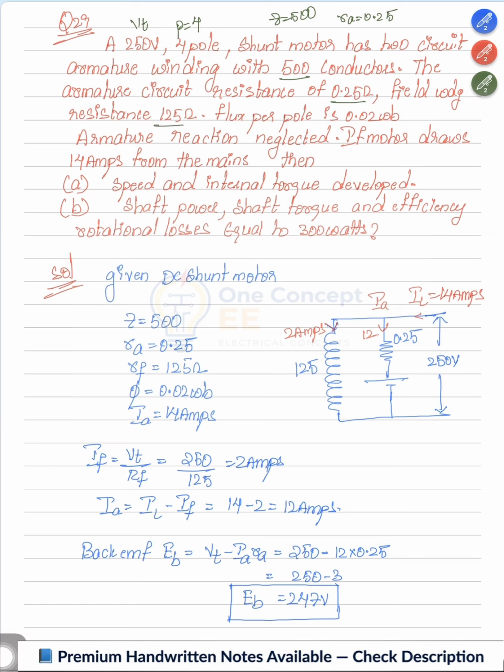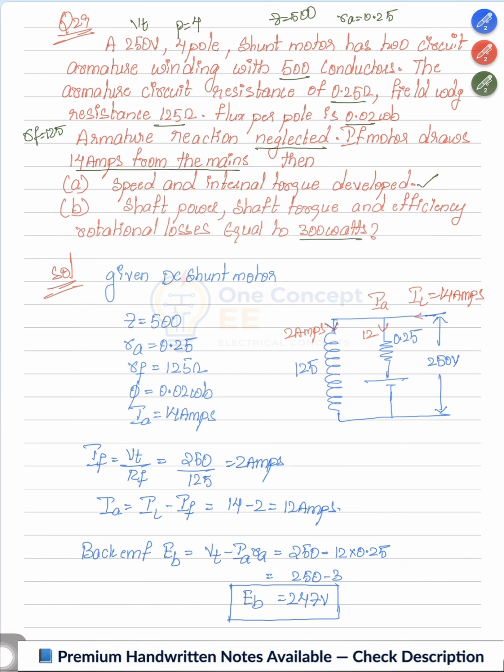And field winding resistance Rf equal to 125 ohm. And flux per pole they given 0.02 Weber, and they given the armature reaction is neglected and the motor draws in current of 14 amps from mains. Means you start taking in current of 14 amps. They are asking to find speed and internal torque developed, and they are asking to find shaft power, shaft torque and efficiency if rotational loss is equal to 300 watts.